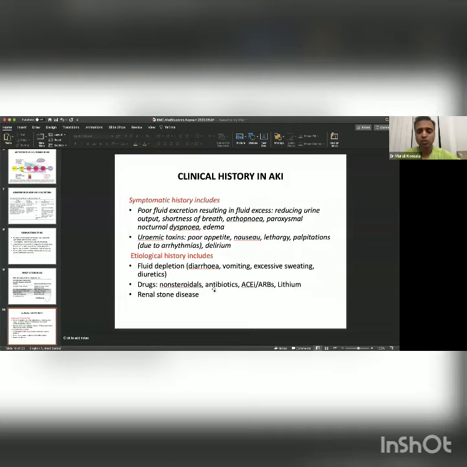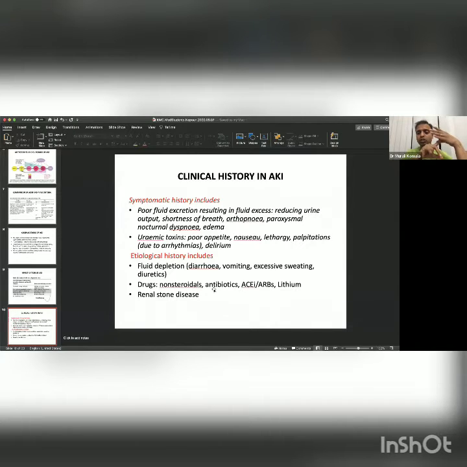So what clinical history do you want in acute kidney injury? You have to ask for symptomatic history, which includes poor fluid excretion resulting in fluid excess and reduced urine output. When somebody is not passing much urine and they're collecting fluid, are they short of breath? How is their breathing? Are they short of breath on lying down flat? Orthopnea, a very typical cardiac history. Do they have paroxysmal nocturnal dyspnea? Because you can apply the same thing to renal and cardiac history. And do they have any swelling in their legs or swelling in their face?